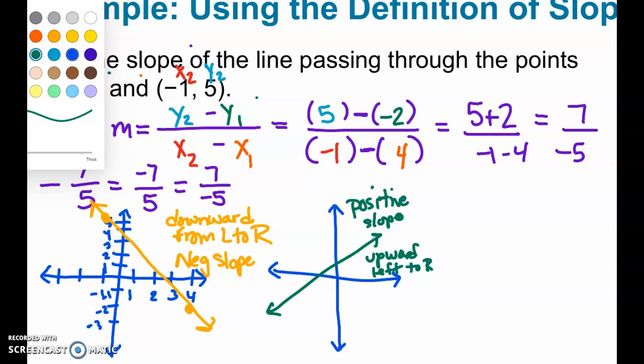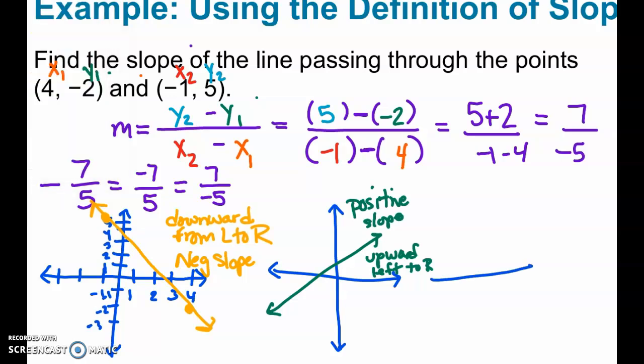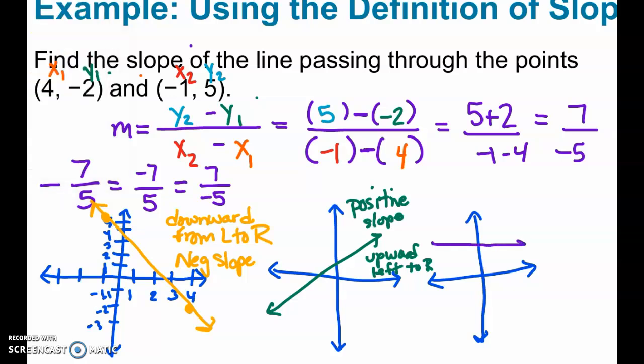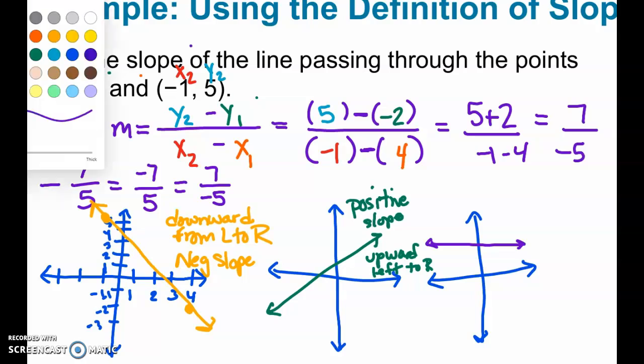A third possibility, if it's not negative and it's not positive, what's left? Well, you could have a slope that is equal to 0. So it's possible that the line looks like this. This is called a horizontal line.